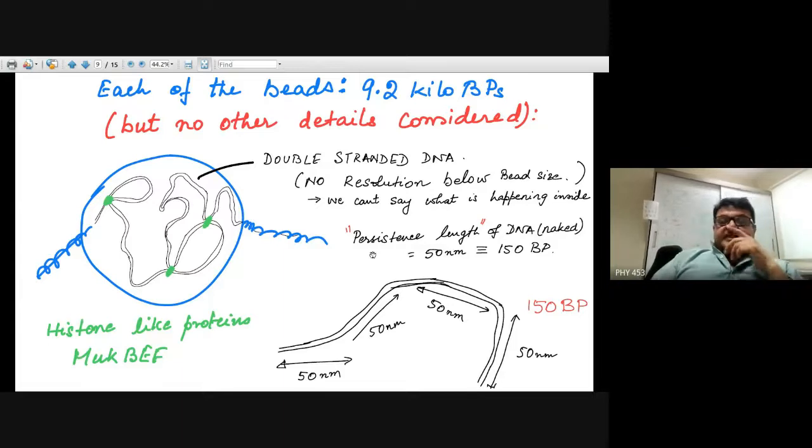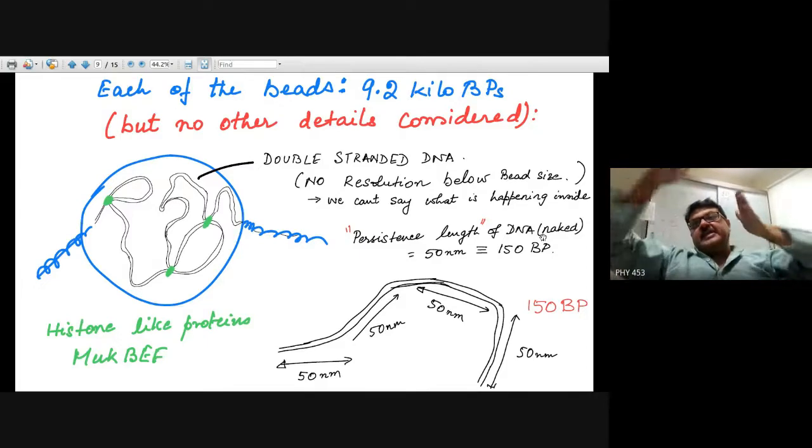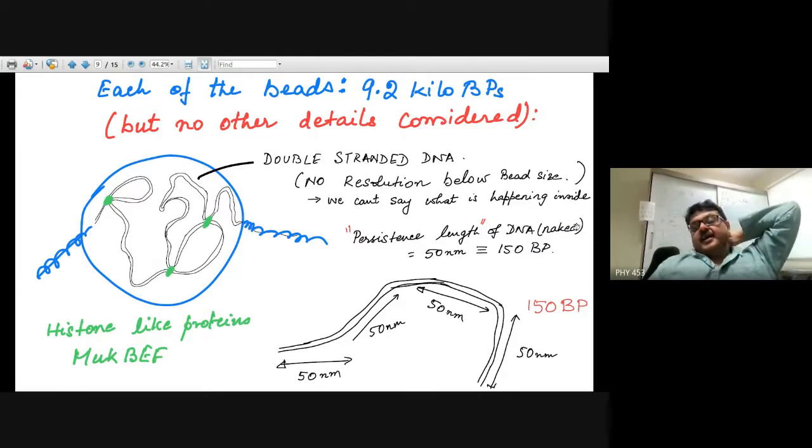Now you might know that the persistence length of DNA is the length over which the chain can be considered stiff. It will behave almost like a rod. For naked DNA, without proteins and so on, the persistence length is around 50 nanometers or 150 base pairs. So if I was looking at the DNA at a length scale below 50 nanometers, or around 100 nanometers, then I cannot model this by a flexible chain. I have to take stiffness into account, like the stiff chain I showed you.